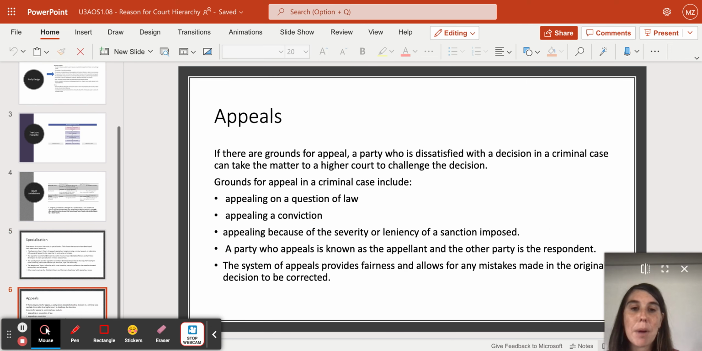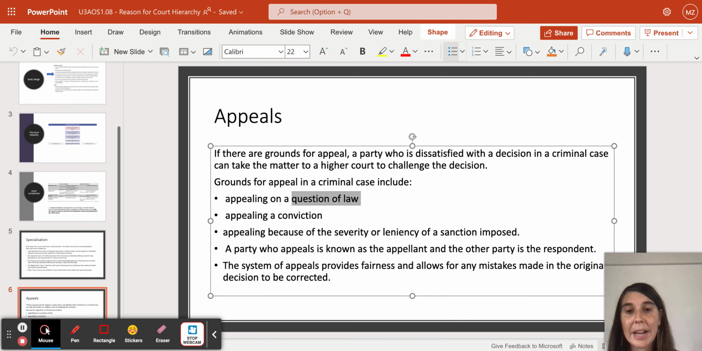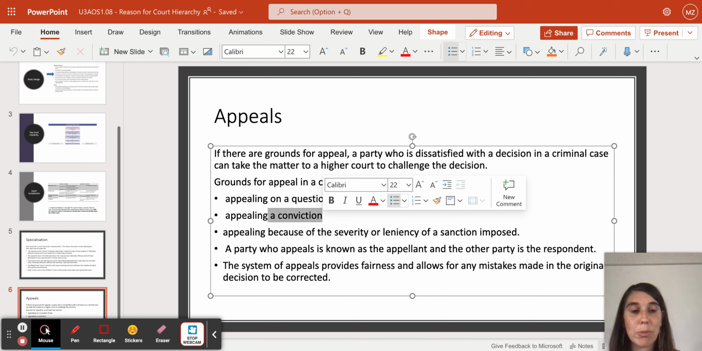Okay, if you are dissatisfied with something in your criminal case, you are allowed to challenge it in a higher court. You're allowed to challenge the decision in a higher court. Okay, so you may appeal on the grounds of a question of the law. Okay, so maybe the law has been applied incorrectly. You may appeal on a conviction. Okay, so maybe you don't like whether or not you're guilty or not guilty.